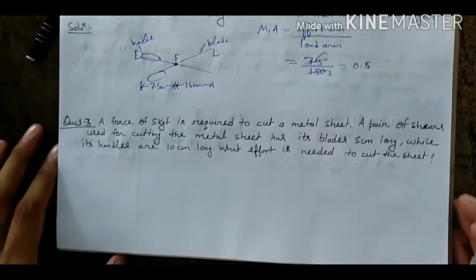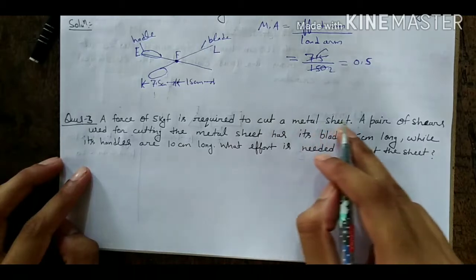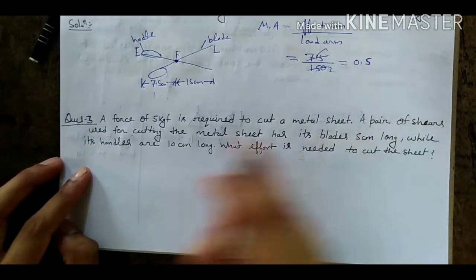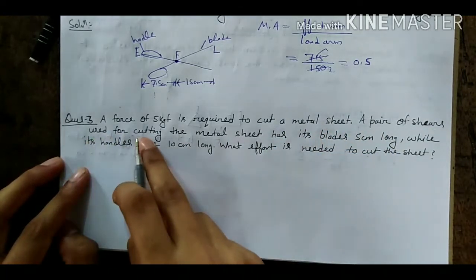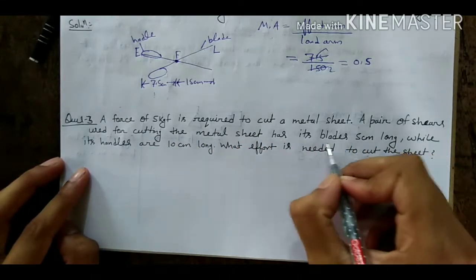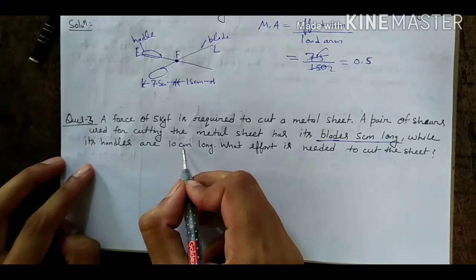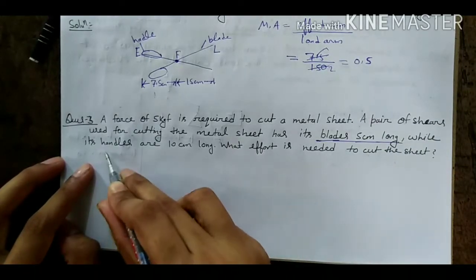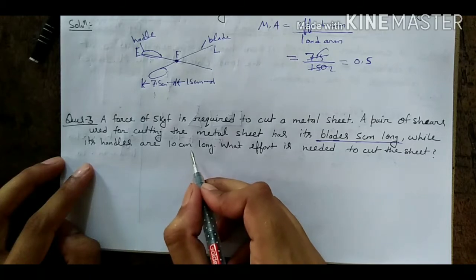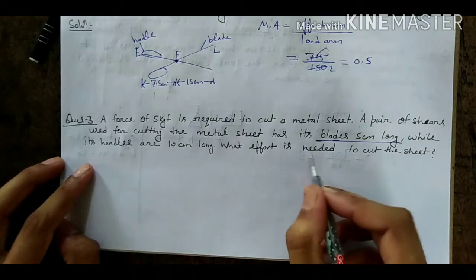Now the third question. In the third question, a force of 5 kgf is required to cut a metal sheet. A pair of shears used for cutting the metal sheet has its blades 5 centimeter long, while its handles are 10 centimeter long. What effort is needed to cut the sheet? What will be the effort?